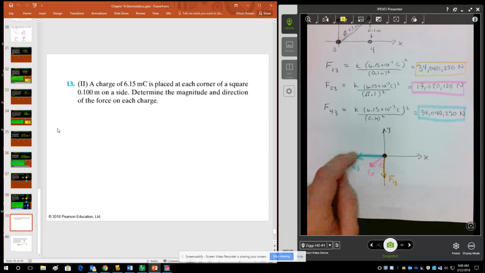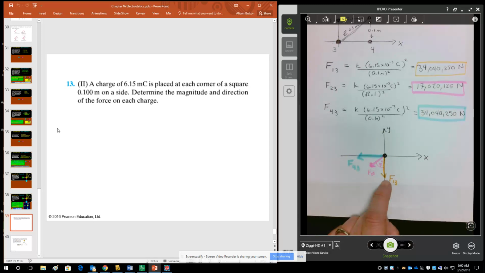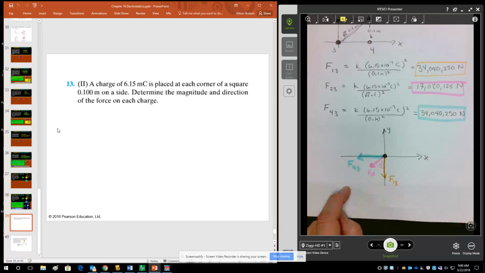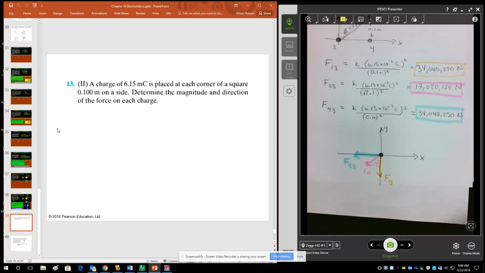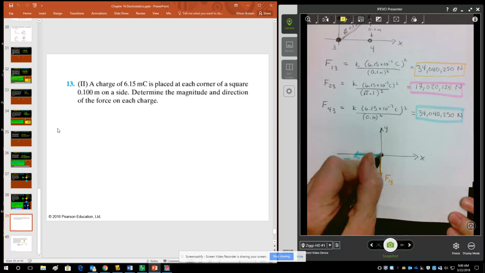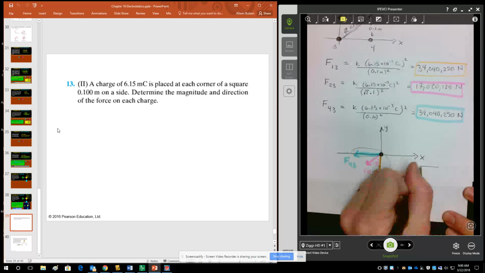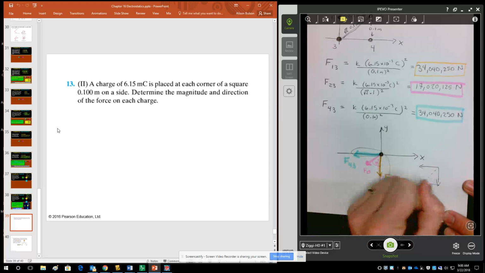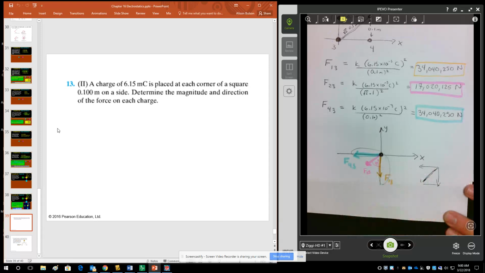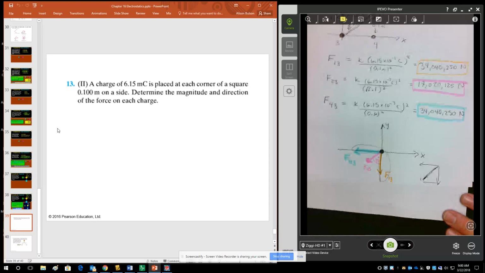I know that F43 and F13 are also going to combine to a 45-degree angle force because they're equal in magnitude. So instead, I'm just going to add these two, right? I'm going to focus on F43 and F13, knowing that they're equal sides of a square themselves, right? I'm looking for this value. And then I'll add that value to F23 because everybody's now pointing at 45 degrees below the x-axis.